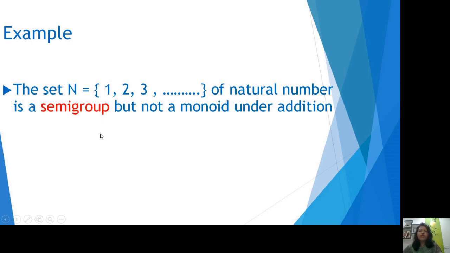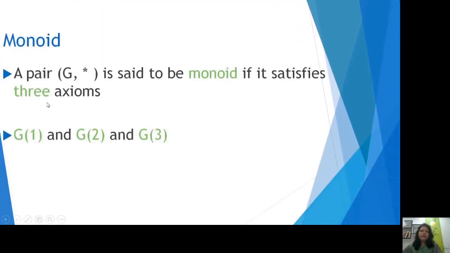But not a monoid. What is meant by monoid? So the definition of monoid is: a pair (G, star) is said to be a monoid if it satisfies three axioms G1, G2 and G3. That means out of five axioms, if the first three axioms are satisfied by that set with that operation, then that set is said to be a monoid.